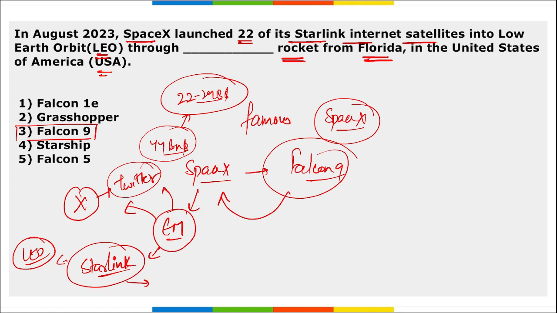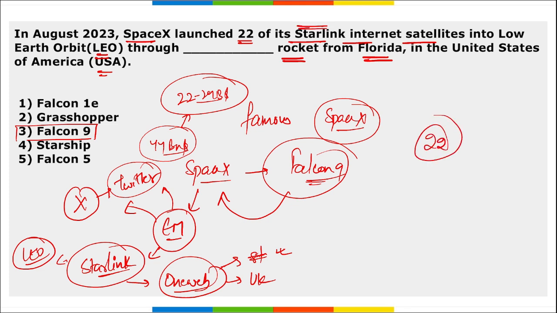Then next thing, a similar kind of company to that of Starlink is your OneWeb. It is owned by UK, and recently OneWeb India has been granted permission to start satellite internet connection in India, right? So it is your SpaceX that, using their Falcon 9 rocket, took 22 satellites of Starlink into the low Earth orbit recently, and it was launched from the United States of America, that is from Florida in USA.